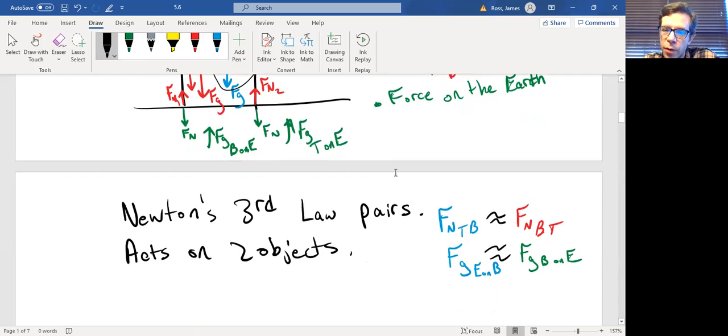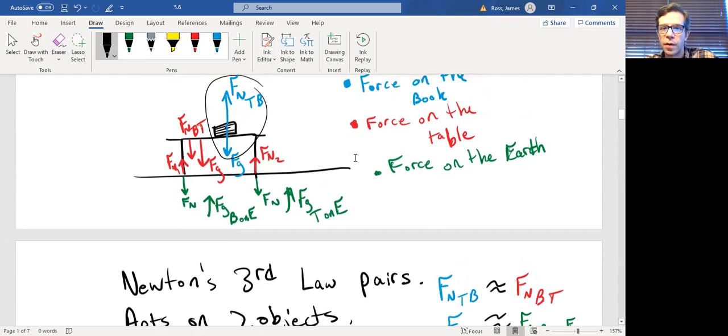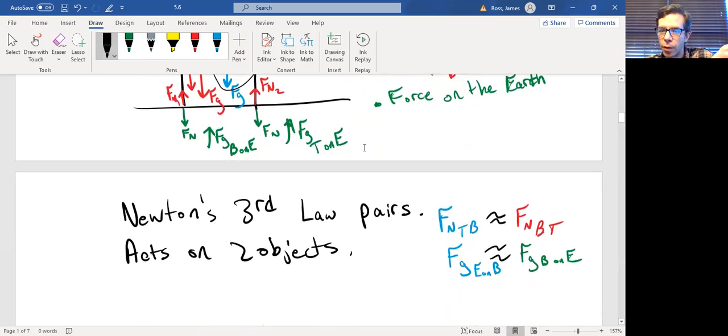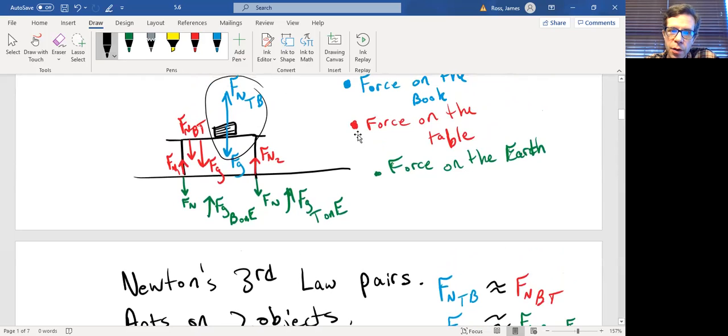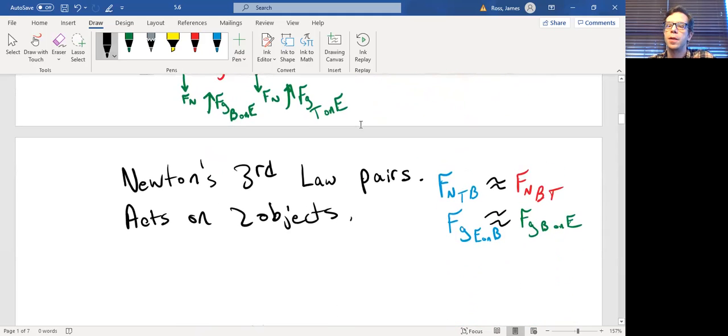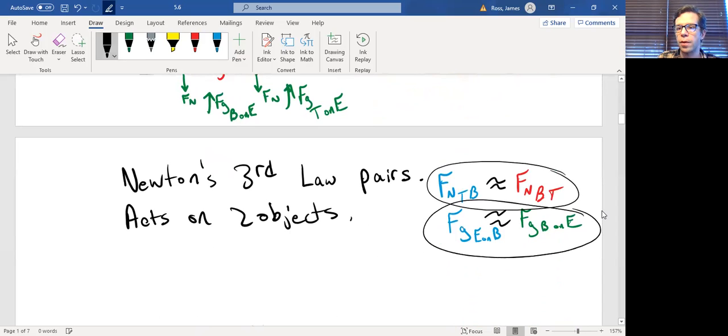All right, so those would be our third law pairs associated to the book. It's interacting with the table, it's interacting with the earth. Those are the only forces acting on it. And you could see, what about the interaction between the book and the table? Right, that's this interaction. This is the interaction between the book and the earth.